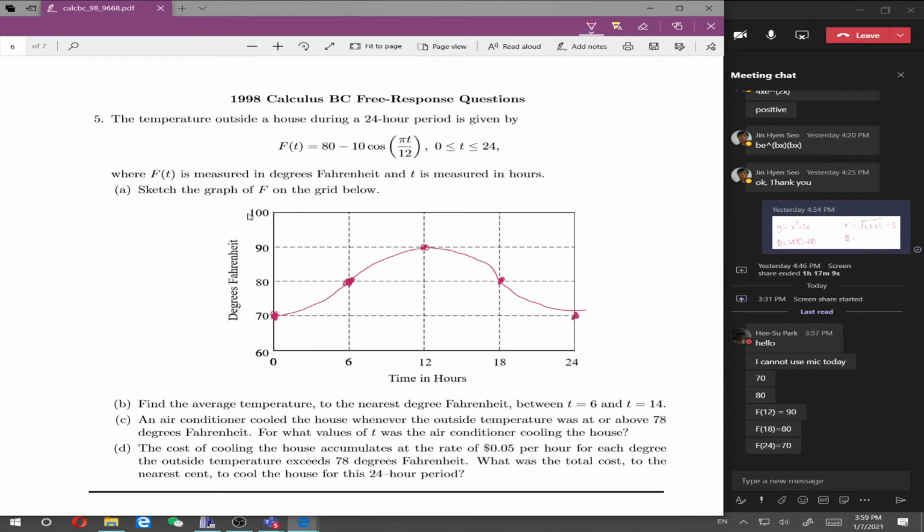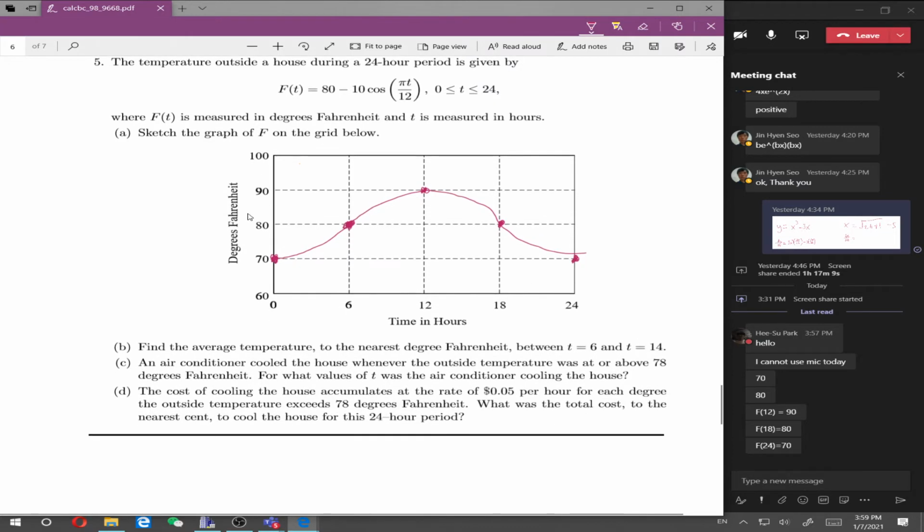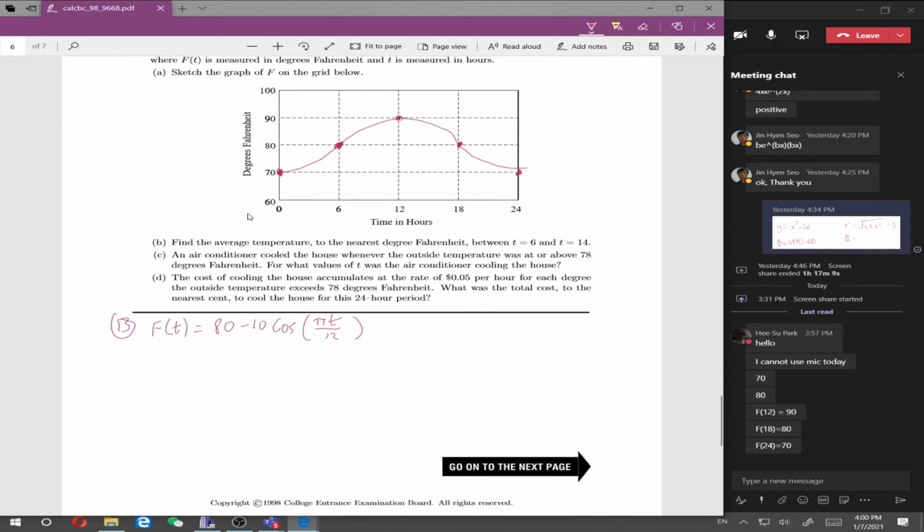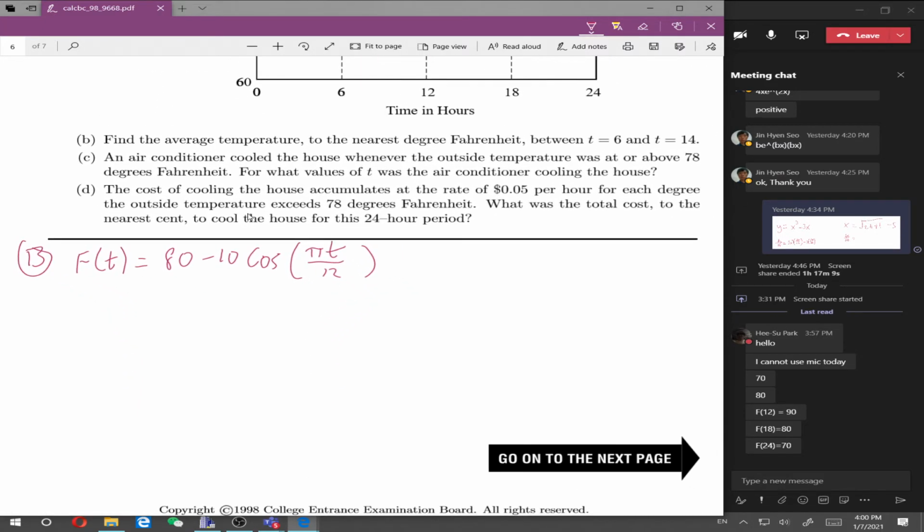For part B, I want to find the average temperature to the nearest degree Fahrenheit between t equals 6 and 14. So I'm going to zoom out just long enough that we can copy our equation. f of t is 80 minus 10 cosine of pi t over 12. Okay, I want average temperature between t equals 6 and t equals 14.